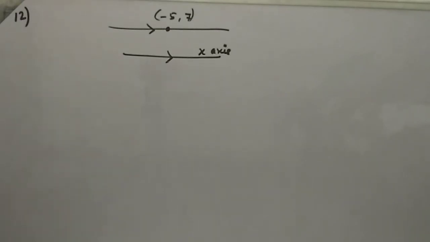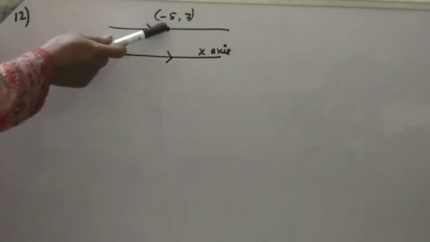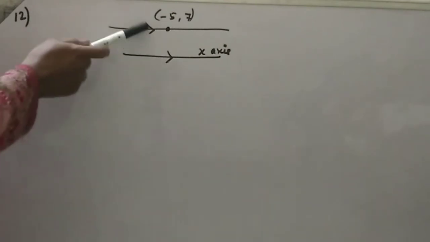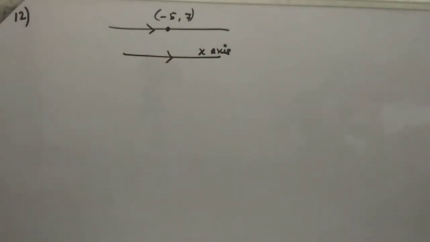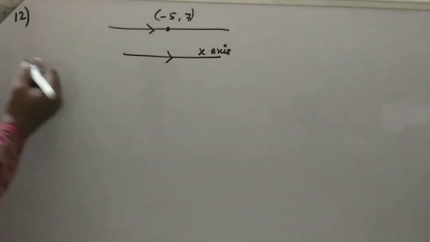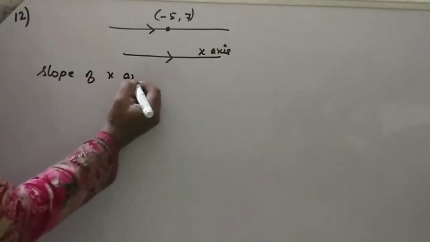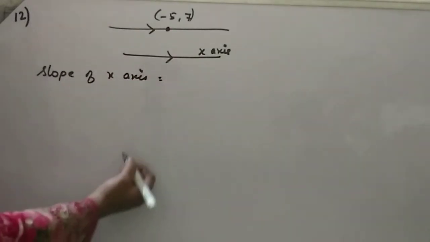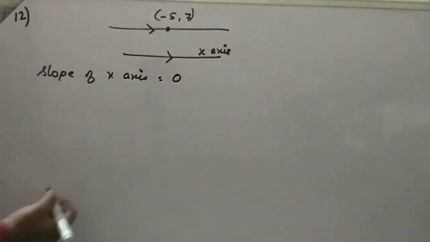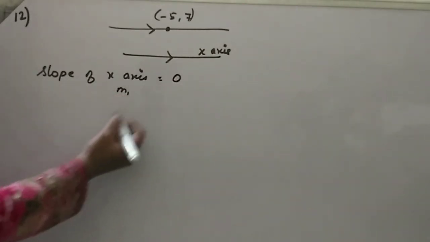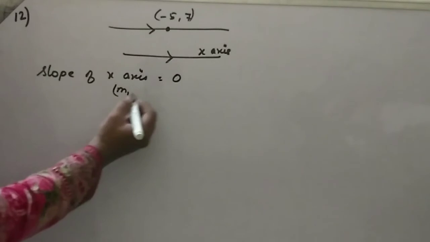Question number 12. The line passing through the point (-5, 7) is parallel to the x-axis. If the lines are parallel, the slope remains the same. So write: slope of x-axis is equal to 0. You can take it as m1.